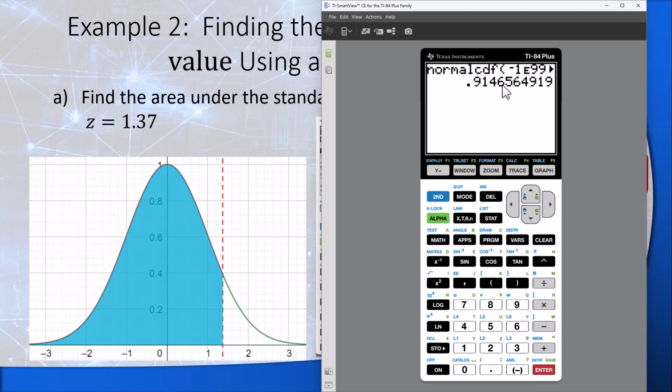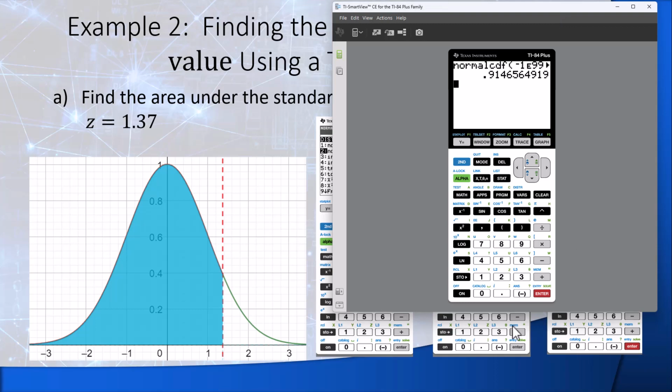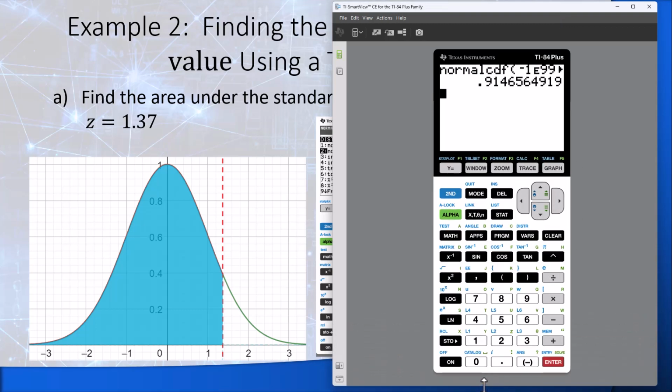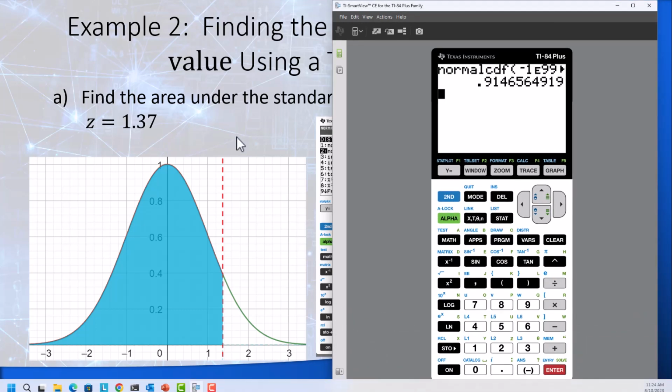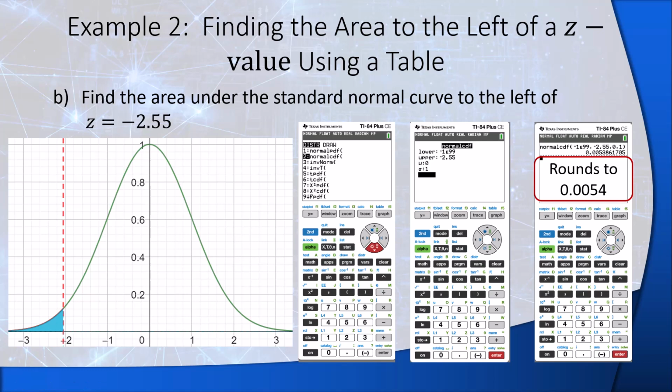0.9146, and my next decimal place is 5, so we will need to round 0.9146 to 0.9147, and that really is all there is to it. And there we go, once again, 0.9147. The other one's done the exact same way.